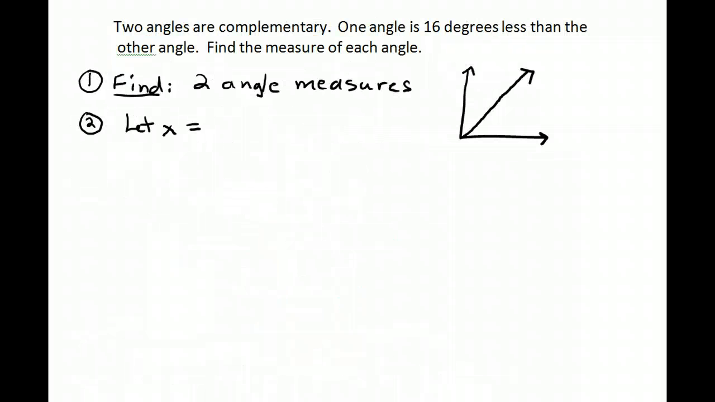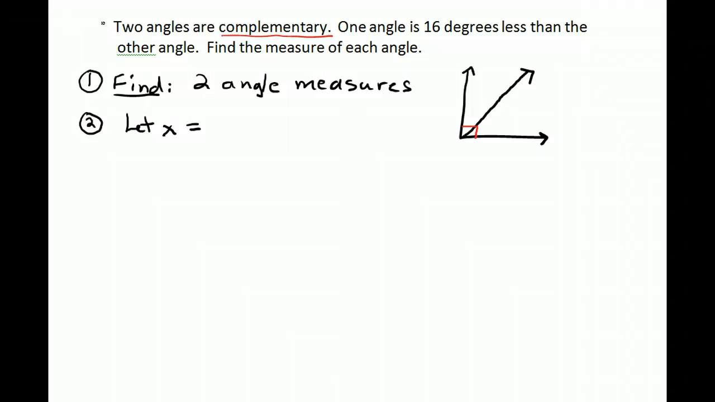Okay, here's our next problem. Two angles are complementary. One angle is 16 degrees less than the other angle. Find the measure of each angle. Okay, first of all, we should probably talk about what complementary means. Complementary means the angles add up to 90 degrees. So here I've got a right angle. This little square represents a right angle. And if I have two angles that add up to a right angle, which is 90 degrees, then they're complementary.